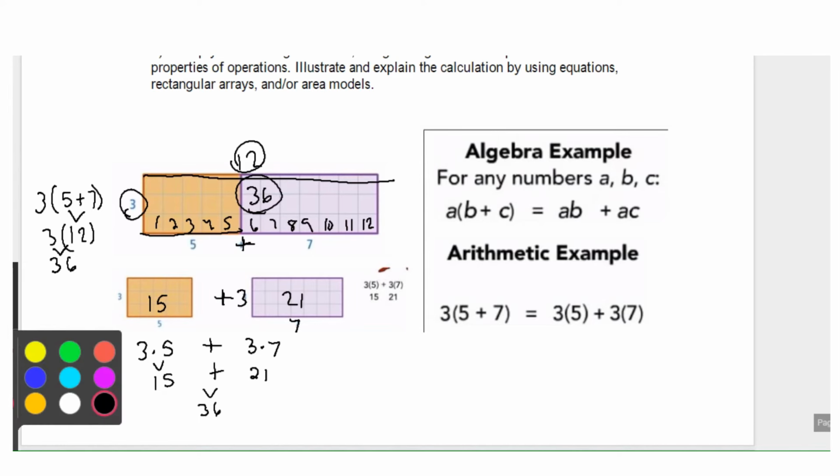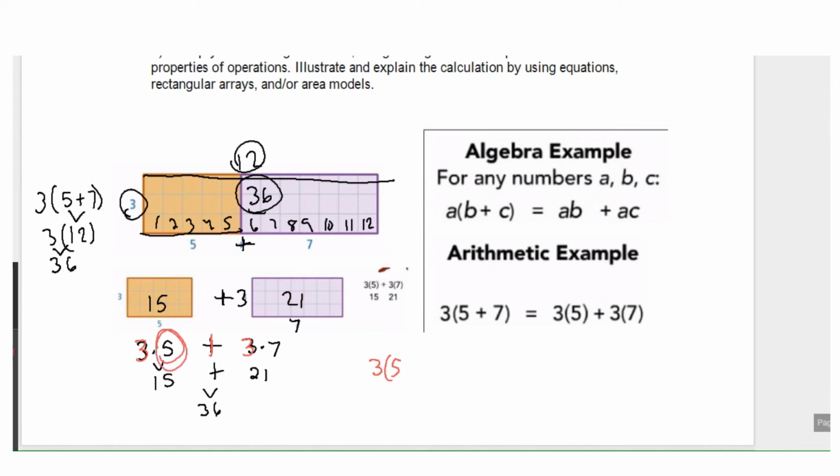Now, notice here that we have a common factor, 3. So you can factor out the 3, and then you will have 5 plus 7 in the parentheses. And that is how you would take it back to the original. That's how you can prove that they are equivalent.